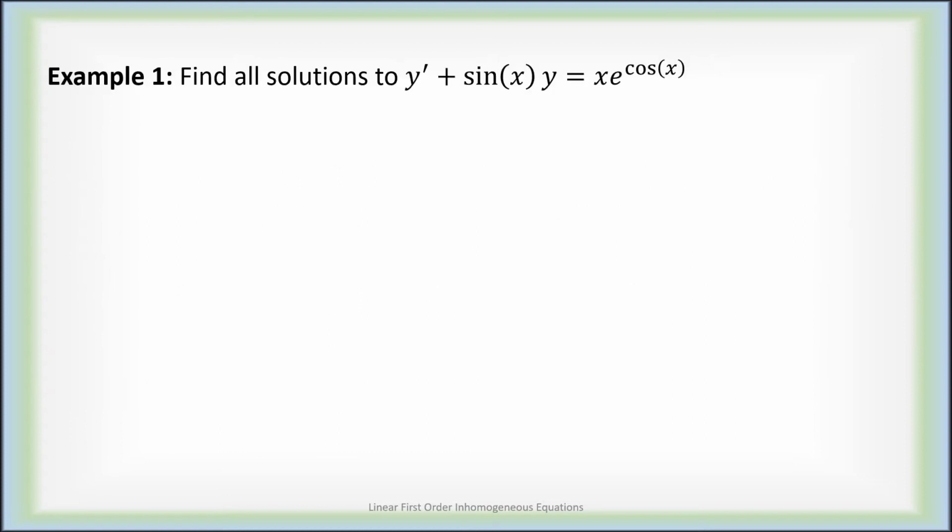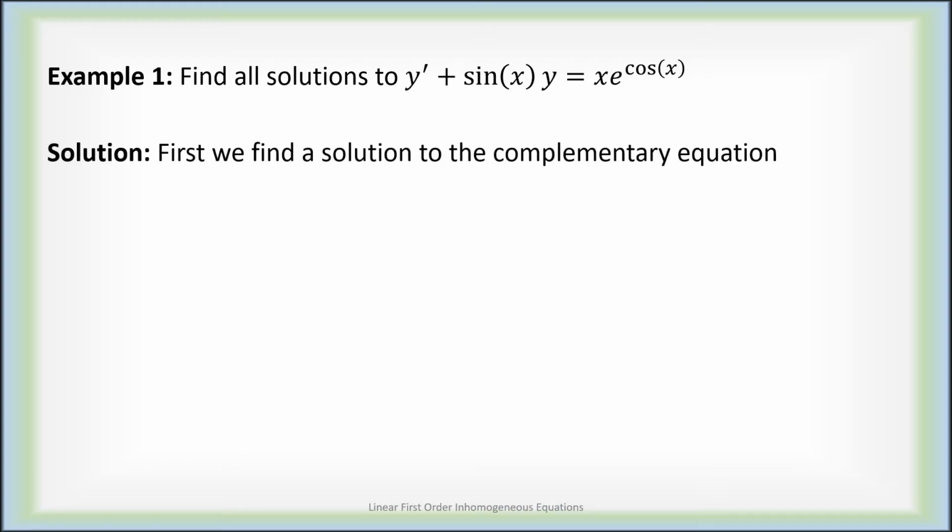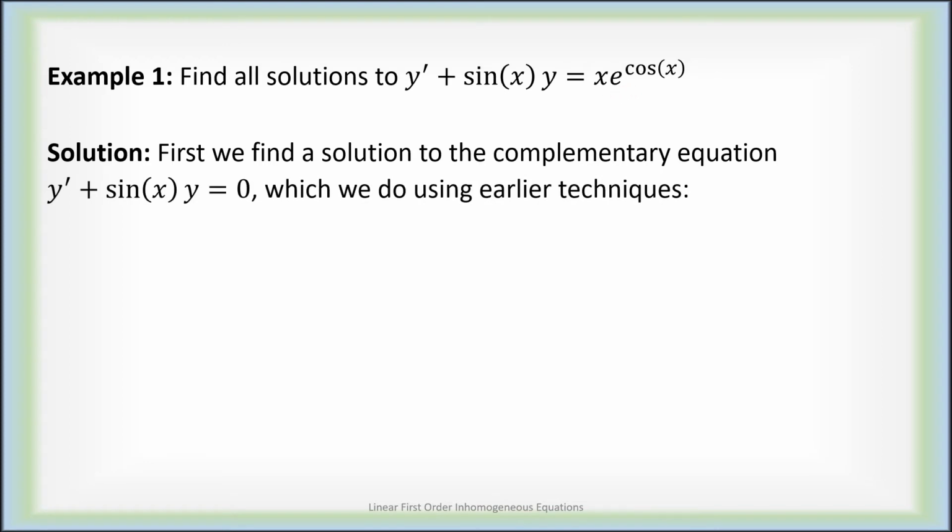Now let's put all of that theory into practice by finding all solutions to y prime plus the sine of x times y equals x times e to the cosine of x. The first thing we need to do is find a solution to the complementary equation, where we replace this forcing function on the right with a 0. So y prime plus the sine of x times y equals 0.